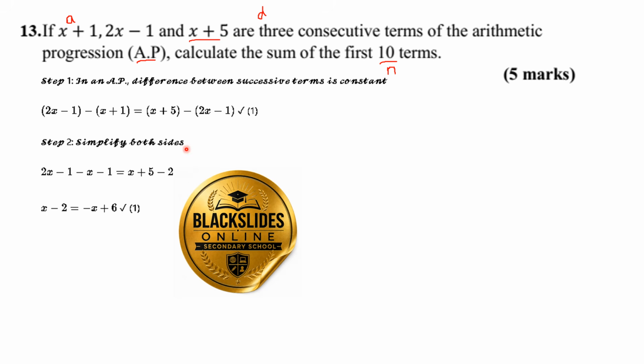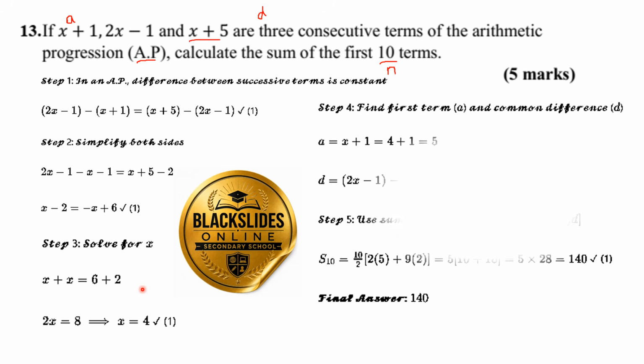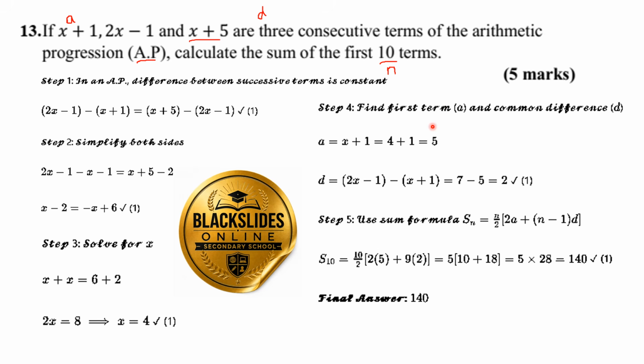So simplify both sides. Simplifying both sides will give us this. And then we solve for x. Therefore, when you substitute 4 here, it will be something like a 5. So the common difference, therefore, is 5.